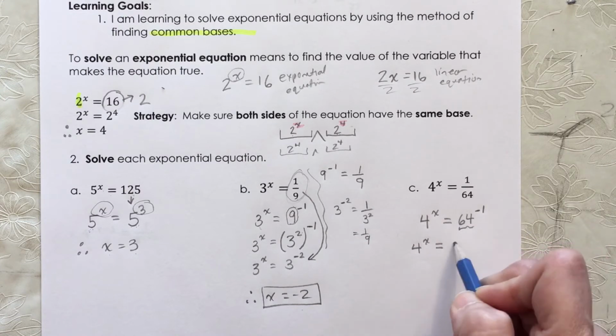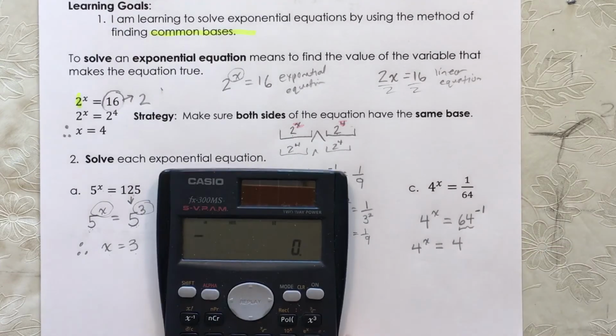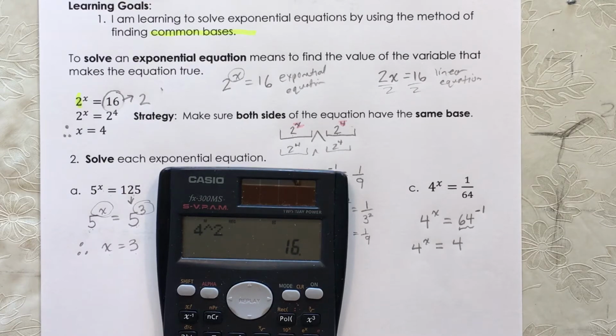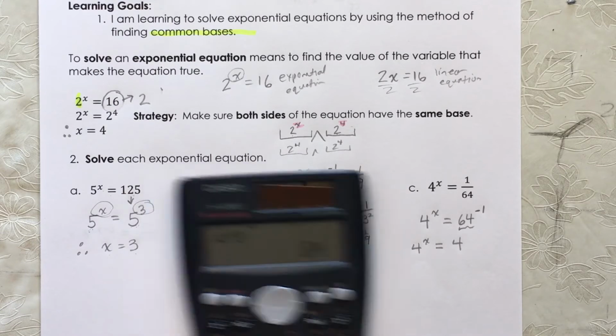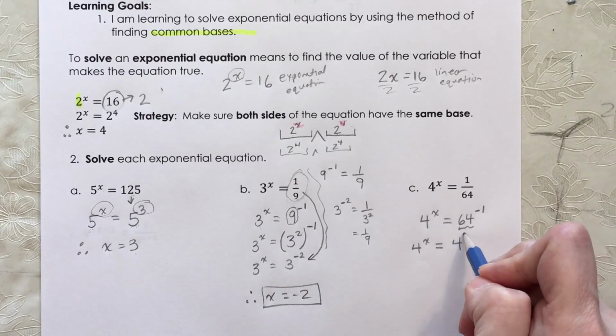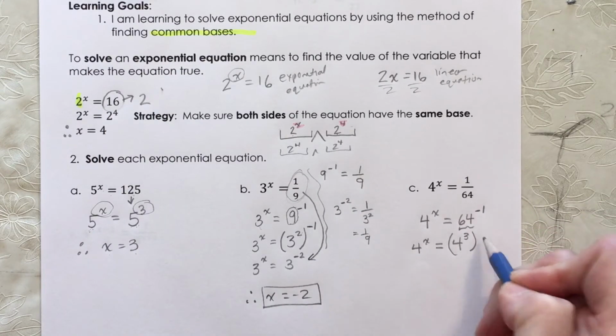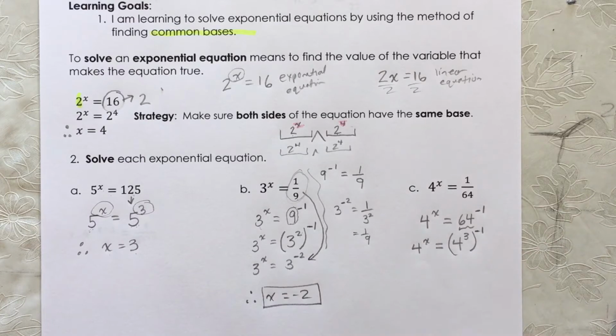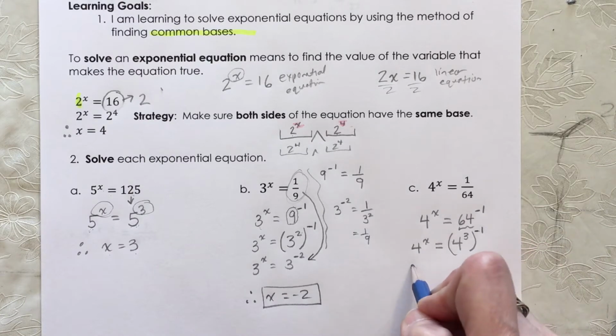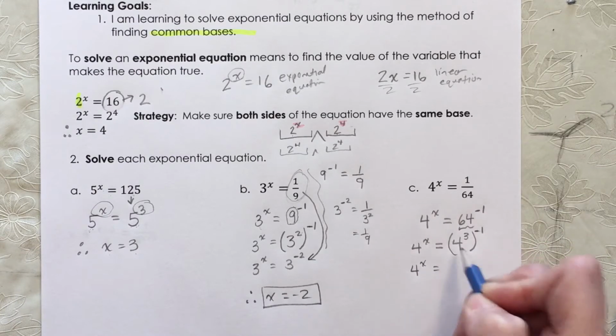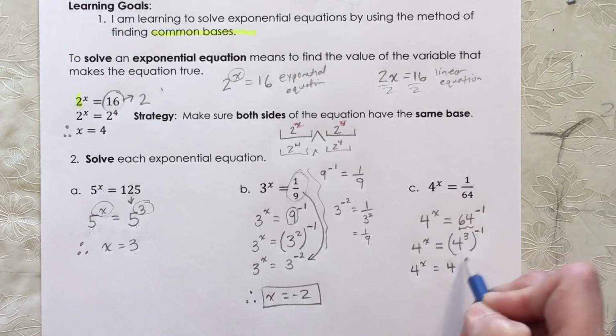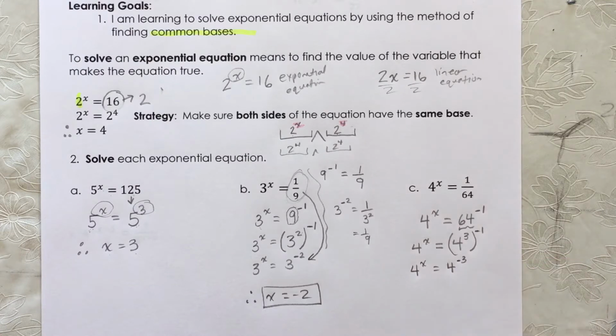So I'm going to be working with a 64 and my calculator. So 4 to the power of 2, most of you know that's 16. So let's try 4 to the power of 3, 64. So I know that I can write 64 as 4 to the power of 3, but that's still to the negative 1. So then I can use my power to an exponent rule, which says keep the base and multiply the exponents. 3 times negative 1 is negative 3.